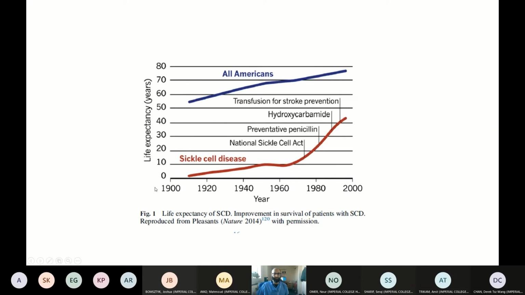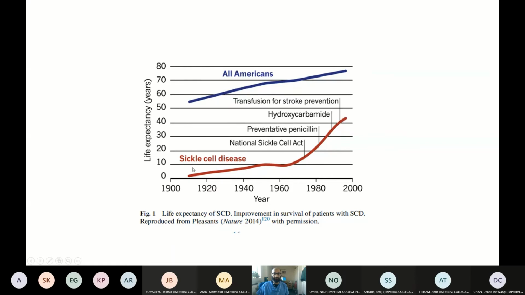And here we can see that although there has been a considerable improvement in the outcome and life expectancy in patients with sickle cell disease over the last few decades, and we can see here important milestones which have led to these improvements in outcome, like starting preventative penicillin, the availability of hydroxycarbamide, and the initiation of transfusion therapy for stroke prevention.